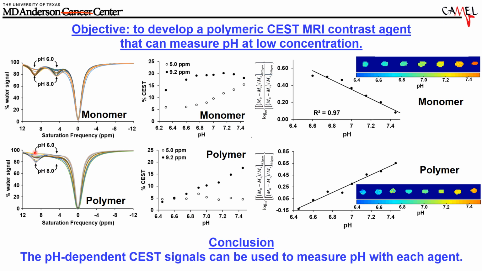The CEST effects are pH dependent, and that can be seen in this graph of percent CEST relative to pH, where there are different dependencies for the CEST peaks at 5 and 9.2 ppm. The log base 10 ratio that involves the CEST peaks at those two chemical shifts then has a linear correlation with pH. And here's some imaging that we accomplished with phantoms to show that we can measure pH in phantoms.